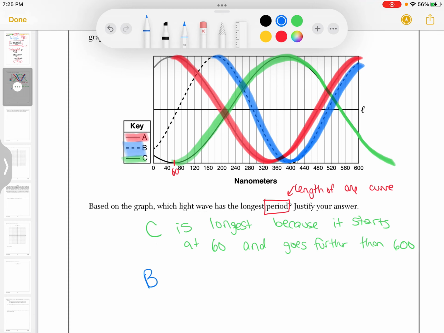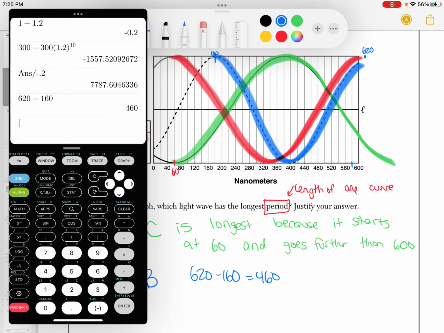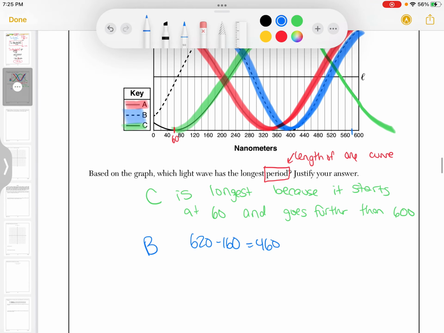I can actually find the length for B because I know the full beginning and I almost know the full end point. The end point's about right here. And each of these are going up by 20, so that means this is ending at about 620, and this one is starting at 160. So for B, it's 620 minus 160. So I do 620 minus 160, and that one's horizontal length was 460.